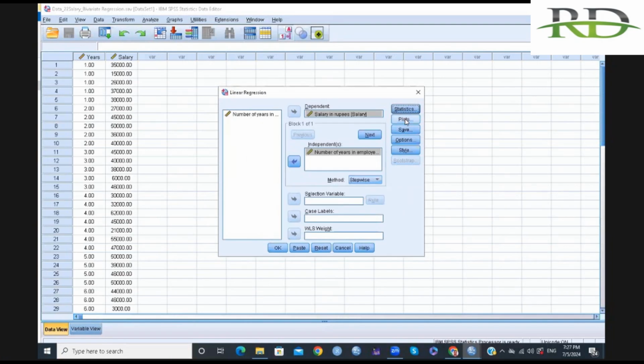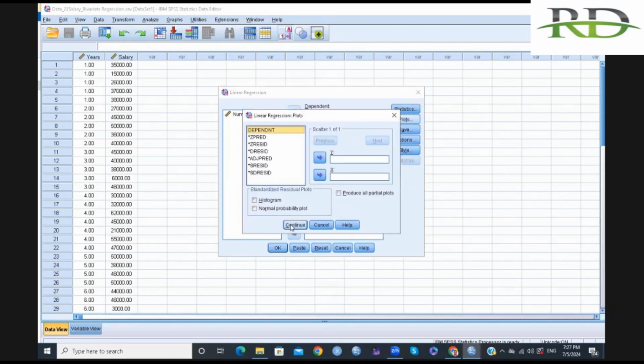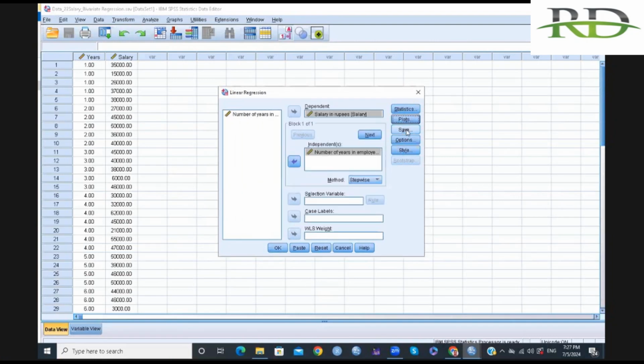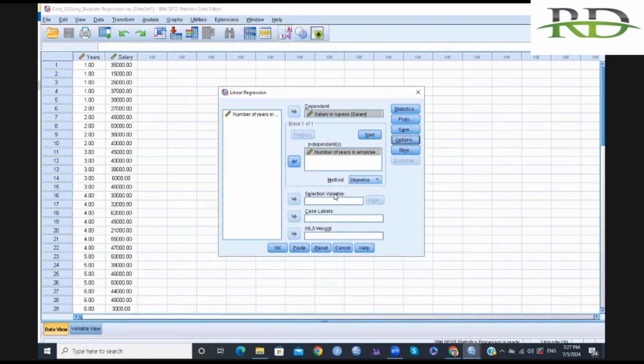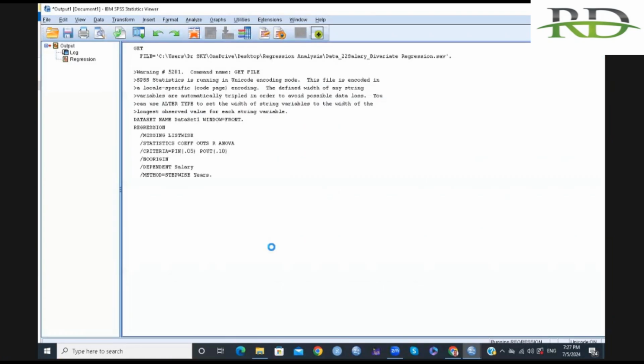Click on continue. You can go for the plots if you wish, histogram, and you have to define the variables first. And you can save the observations. You can go for the options as well, but no need of that. You just click on OK.